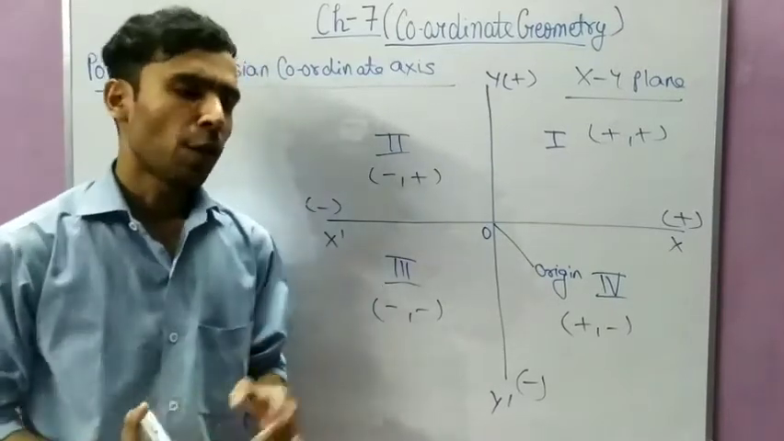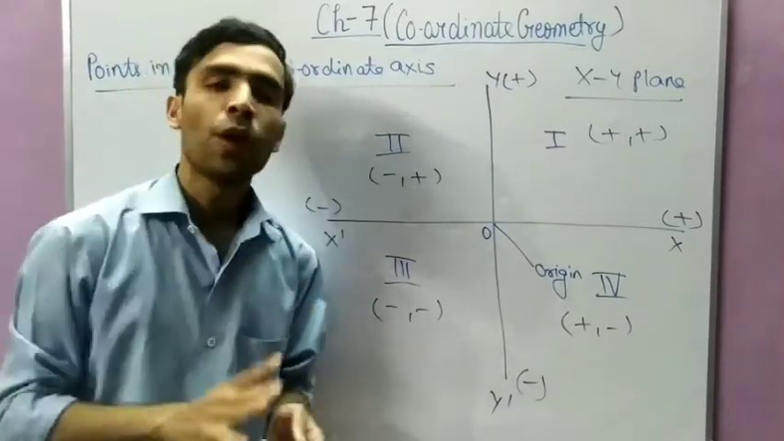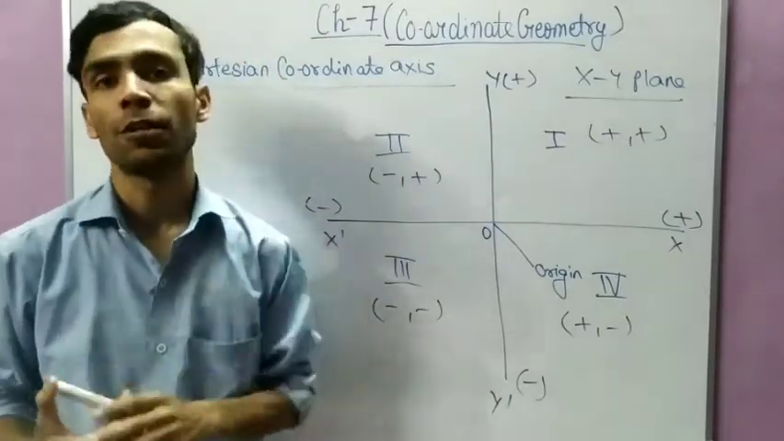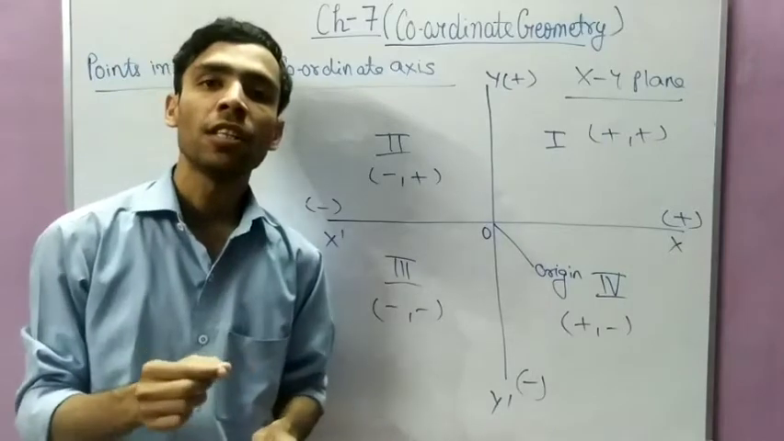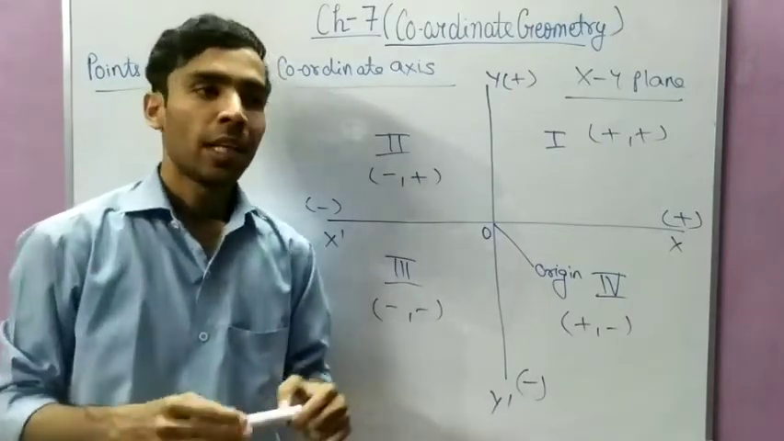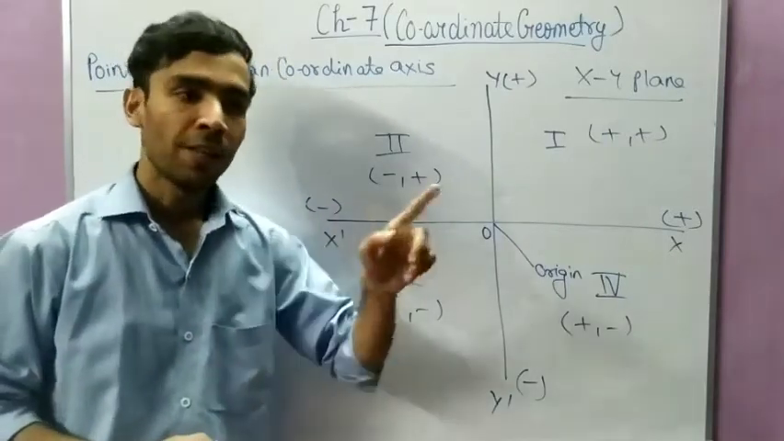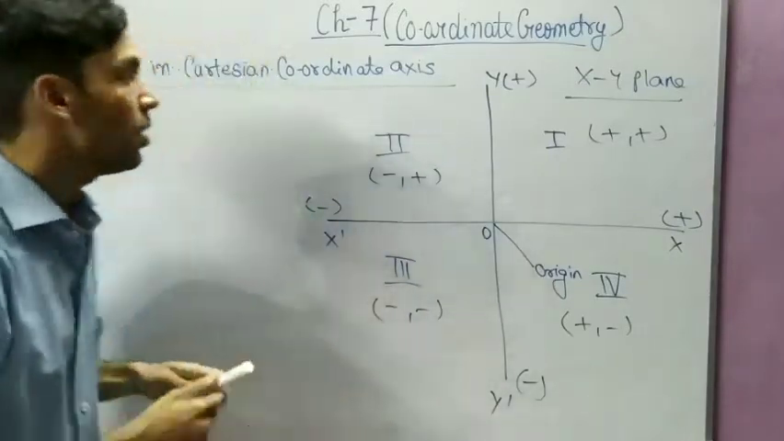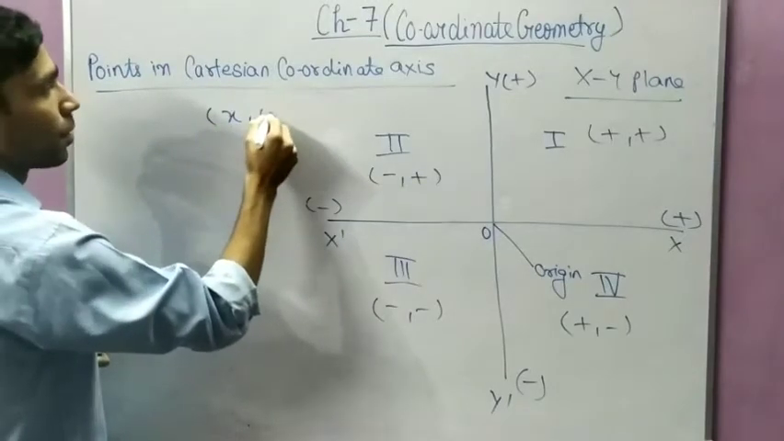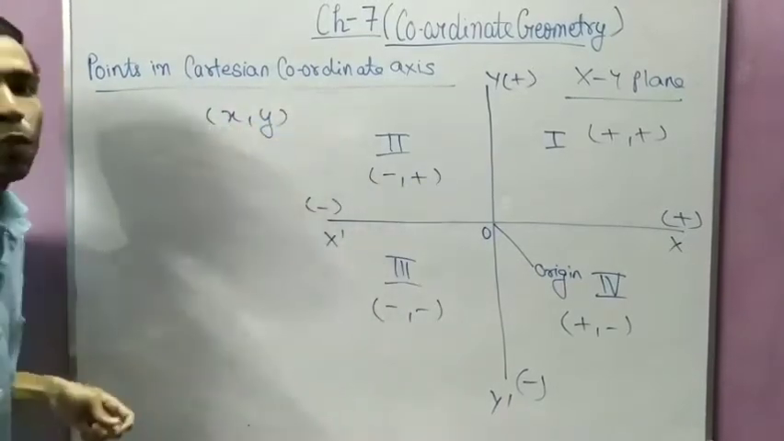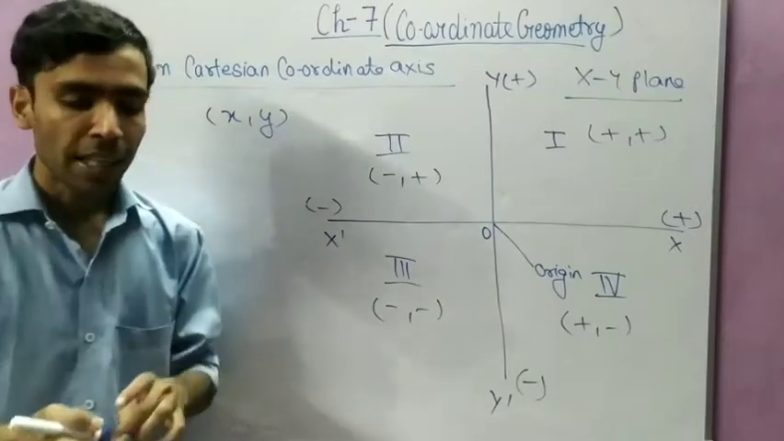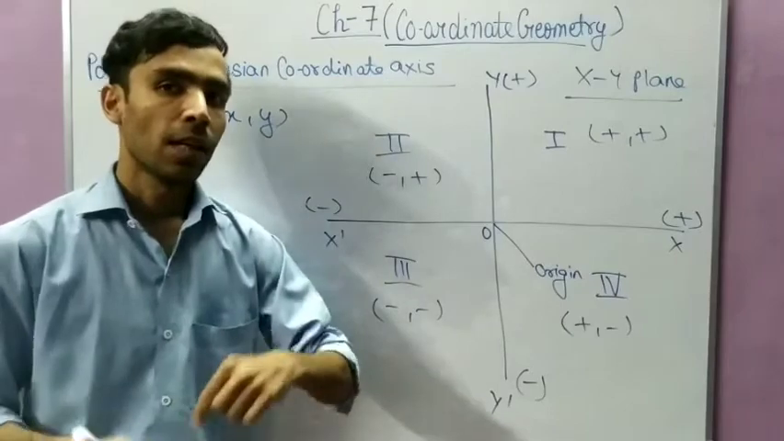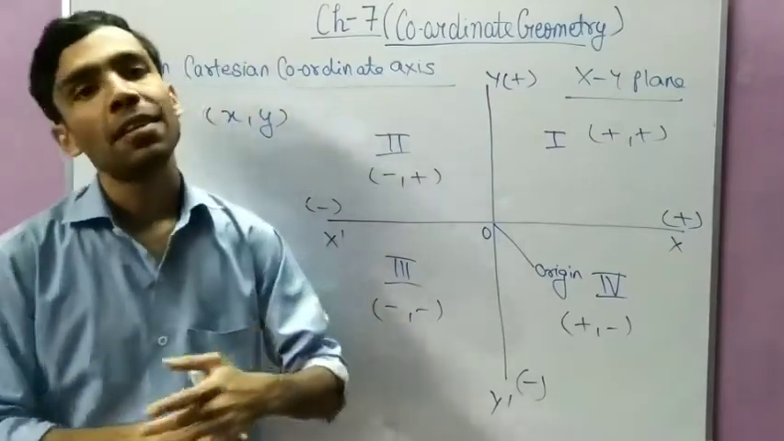I told you from the starting, every point has its x-coordinate and its y-coordinate. Suppose when we studied linear equations in two variables, there was one value of x and one value of y. So when we wrote the solution, how did we write it? We wrote x comma y. So this is known as a point. It means that every point has its own x-coordinate and y-coordinate.